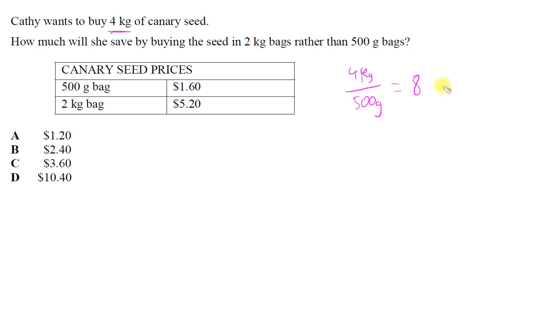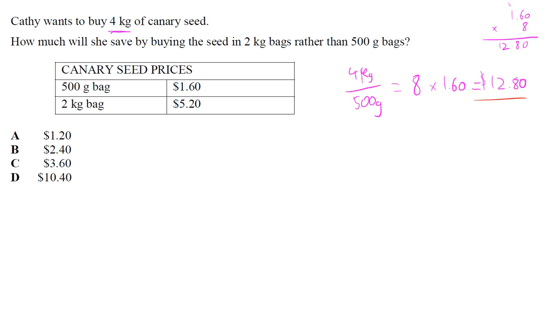And since each bag costs $1.60, 8 times 160 will tell you how much it costs to use those 500 gram bags. Let's do 8 times 160 up here. Okay, so 8 times 0 is 0. 8 times 6 is 48. So we have 8, and 4 being carried over to here. 8 times 1 is, of course, 8. Plus the 4 is 12. So that will cost $12.80 if she uses those 500 gram bags.